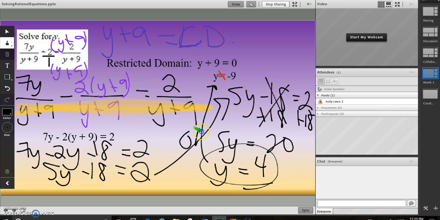4 is not negative 9, so we're okay on the domain. So that's our answer. y equals 4. And so if we plug in 4, 7 times 4 over 4 plus 9 minus 2 equals 2 over 4 plus 9. Both sides would be equal. All right, let's watch the next video and do some more practice.